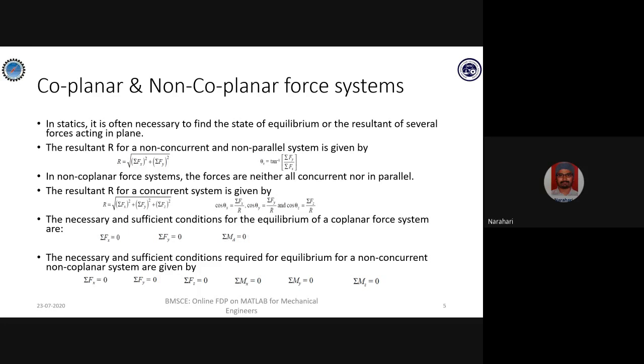And of course, the necessary and sufficient conditions required for equilibrium, for both concurrent and non-concurrent, for both coplanar and non-coplanar systems, are that we sum up forces along x, y, and z directions and equate them to 0. And then we also take moments about a particular point along a particular direction and equate them to 0 for equilibrium, right? So this is the standard stuff.